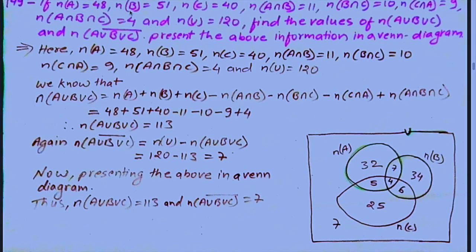Next question: n(A) equals 48, n(B) equals 51, and n(C) equals 40. Then n(A intersection B) equals 11, n(B intersection C) equals 10, and n(C intersection A) equals 9. And n(A intersection B intersection C) equals 4, and n(U) equals 120. Find the value of n(A union B union C) and n(A union B union C complement). Present the above information in a Venn diagram.